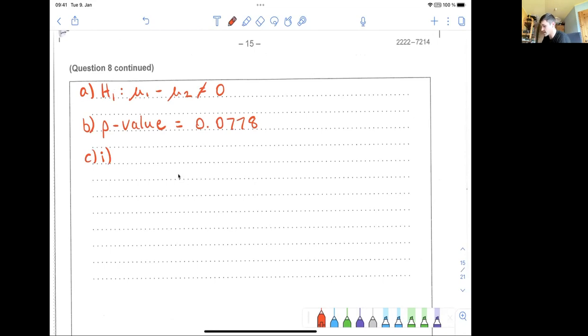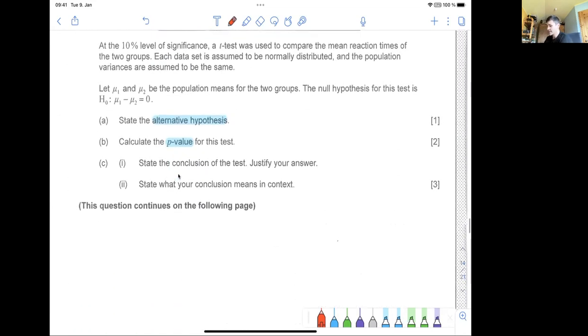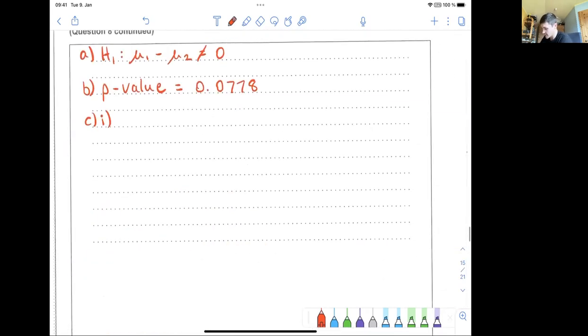And there's 2 parts to this. So we've got part 1. State the conclusion of the test and justify your answer. Okay, so the way we're going to state the conclusion here, let's say our p-value of 0.0078 is less than our significance level, which I'm just going to write as SL, which is equal to 0.1, or 0.10 if you want to write it as 10%, but yeah, 0.1 would be fine.